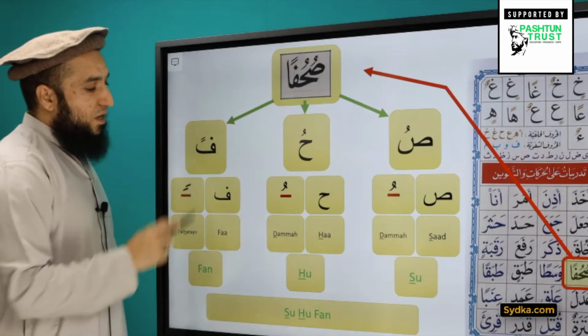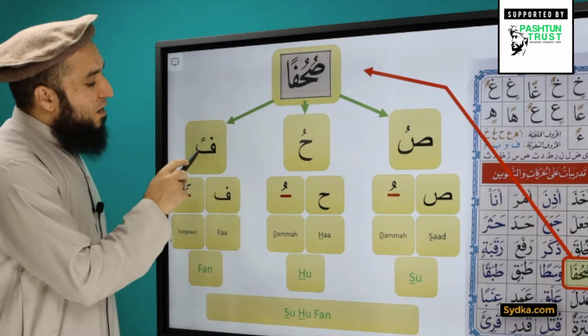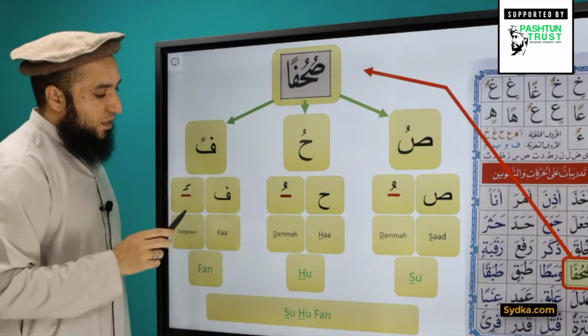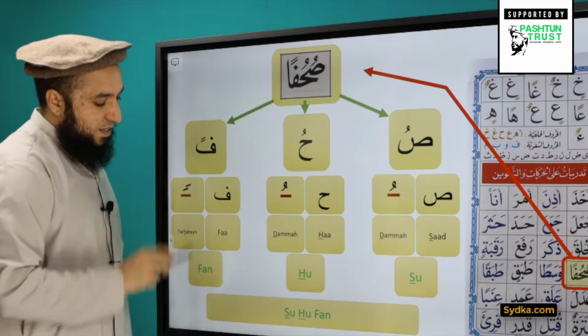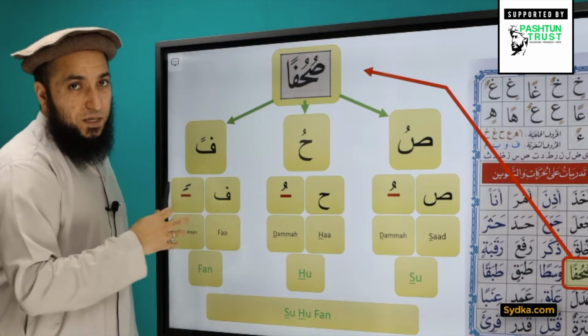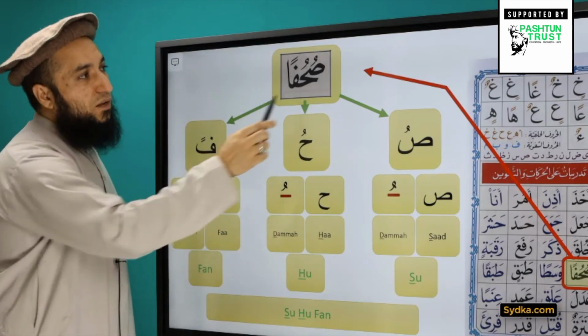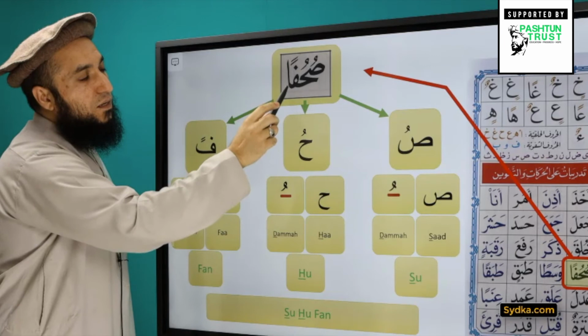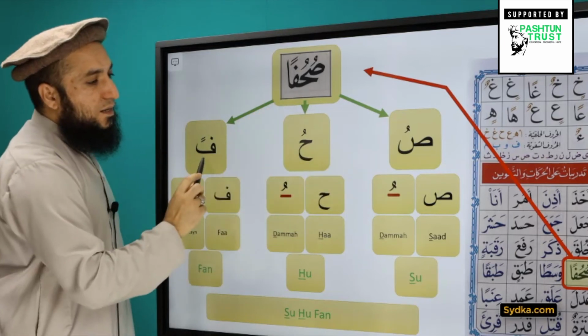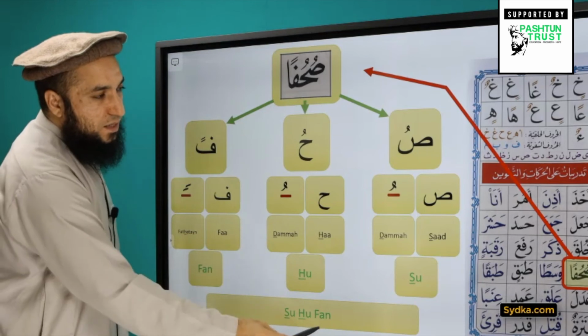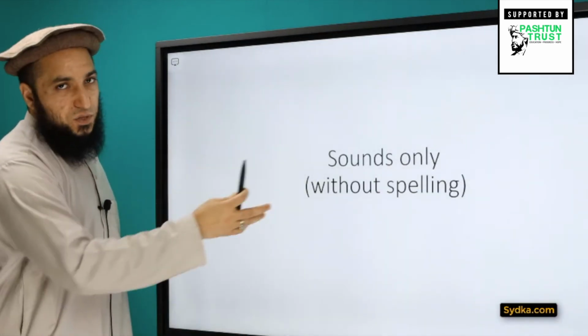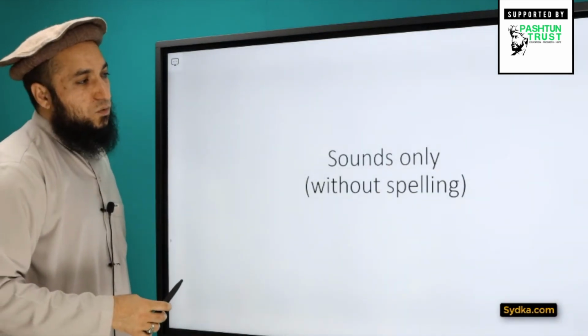The third syllable we have is fa fathatain fan. Fa is not silent and we have fathatain. Fa fathatain fan. Now we combine those three syllables and we have suhufan, suhufan. The next three slides will be sounds only.